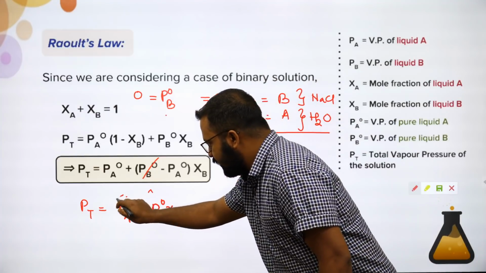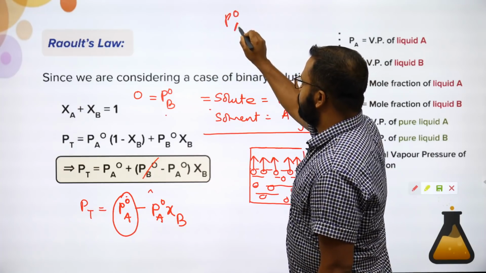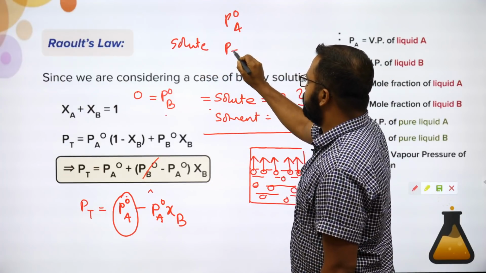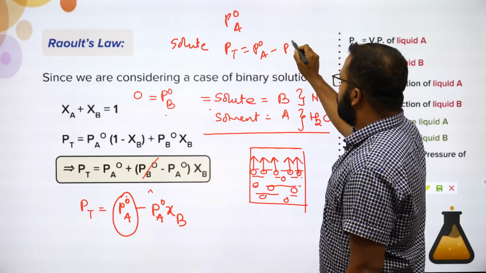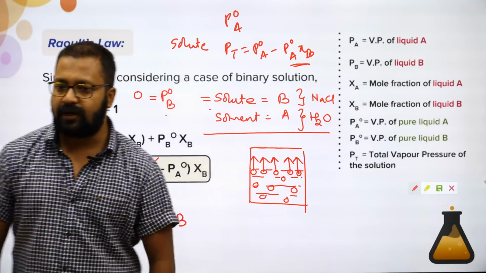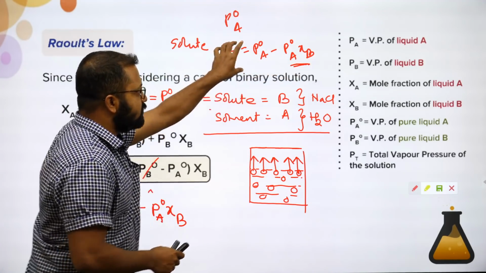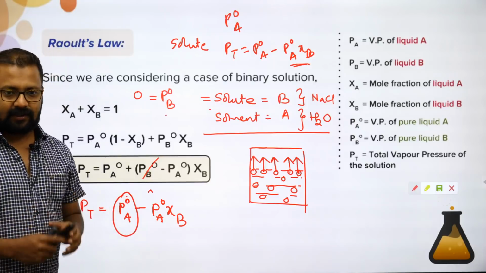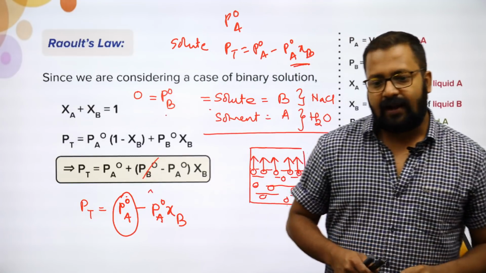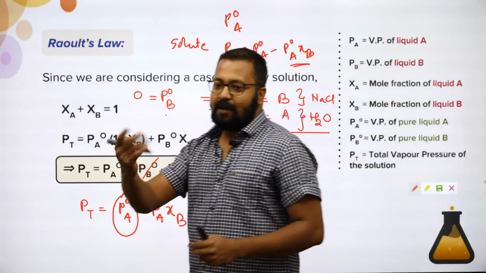Now, this is ideal. Initially it was P0A. You add some solute. Now the pressure becomes P0A minus P0A chi B. Is the vapor pressure decreasing or increasing? When you have pure solvent and now when you add solute, is the vapor pressure decreasing or increasing? Simple mathematics से देख के बता सकते हैं क्या हो रहा है? Please tell me in the comment section that it is decreasing, isn't it? It is decreasing.